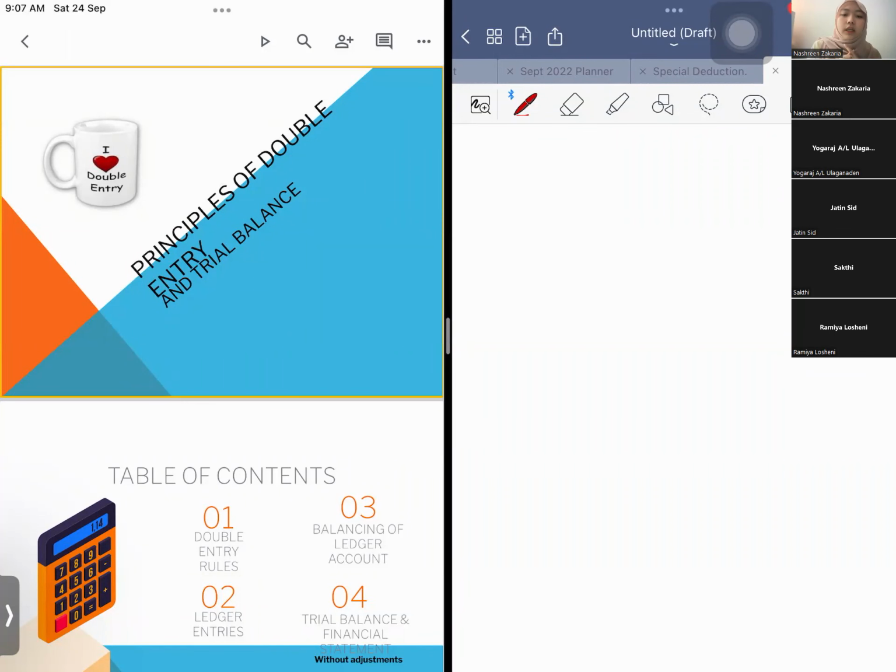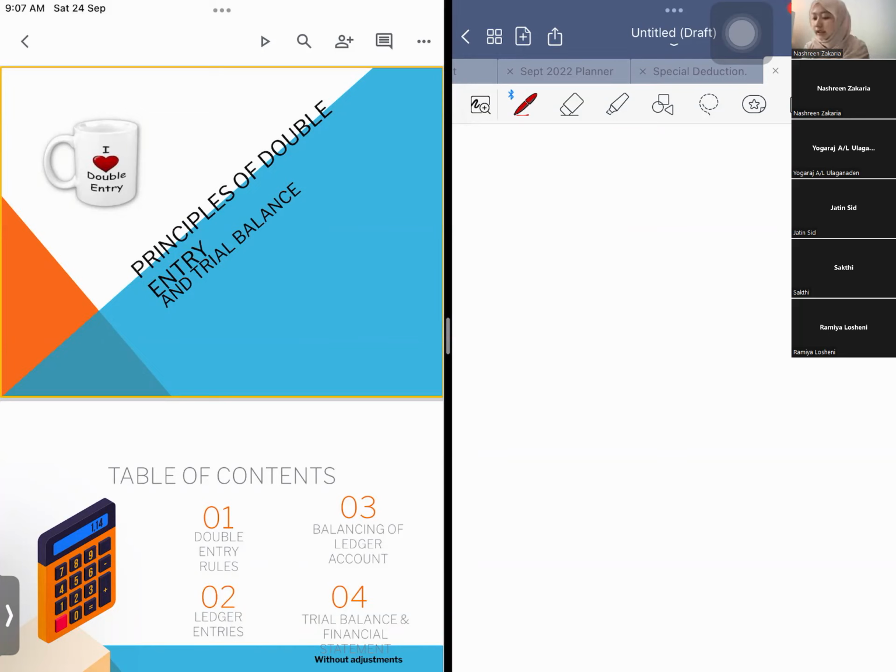Okay, now we will use this one slide to cover 4 chapters, chapter 4 until chapter 7, which is about double entry up to trial balance. So you will have to refer to this one slide in order to answer trial balance questions, double entry, journal, or ledger questions. Okay.